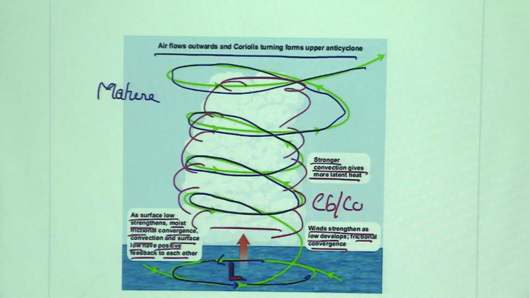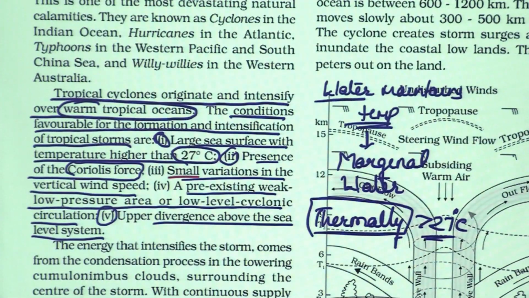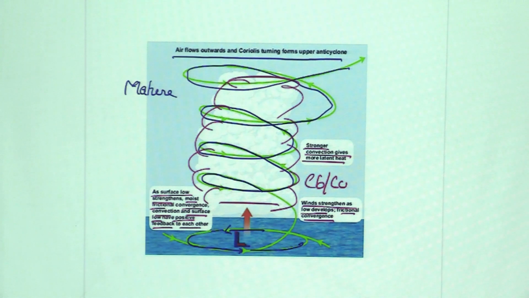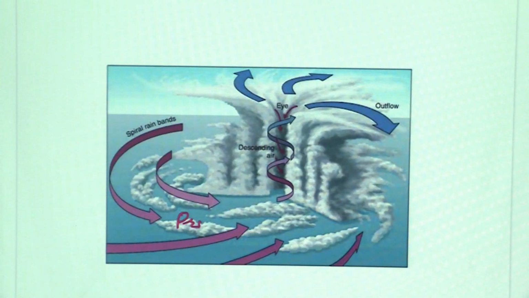I am going back to NCERT. Small variation in vertical wind speed, a pre-existing weak low pressure area and upper divergence above the sea level system. So, the developed low pressure intensifies itself due to release of latent heat. Every convergence on ground tends to develop divergence in upper air, and this results in primary circulation, that is spiral convergence of wind counterclockwise to the low pressure area.